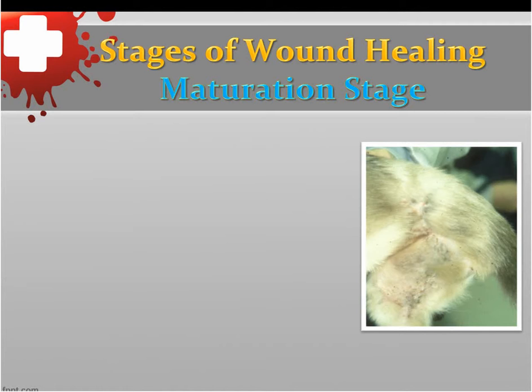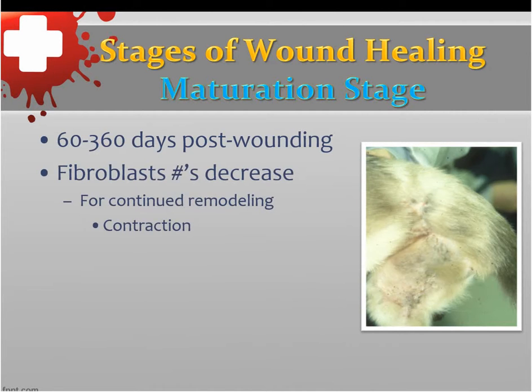Now, the 4th stage in our healing cycle is the maturation stage. This stage occurs from 60 days post-wounding for about a year. And at around day 21, fibroblasts begin to leave the area, leaving only a small number behind. And at about day 60, the number of fibroblasts is at a level that the scar will start to mature. The fibroblasts that are left behind are going to start to contract and remodel the wound to create a smaller, thinner scar.